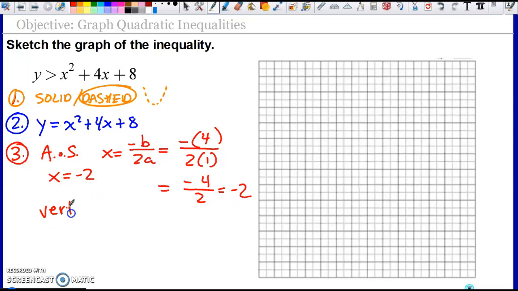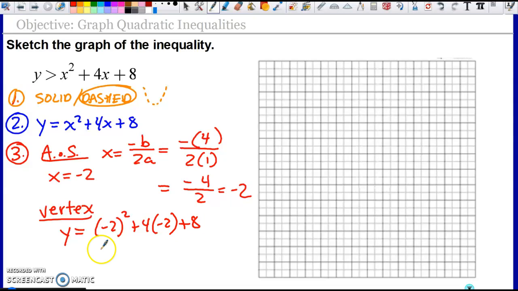Find the vertex now. I have to plug in negative 2 into my equation for x and find y. I'm actually plugging into the blue equation here. Negative 2 squared plus 4 times negative 2 plus 8. Okay, negative 2 squared is going to be 4. 4 times negative 2 is negative 8, plus a positive 8. Again, I had to do that exponent first. 4 minus 8 plus 8 is just 4. So my vertex then is at the point negative 2, positive 4.